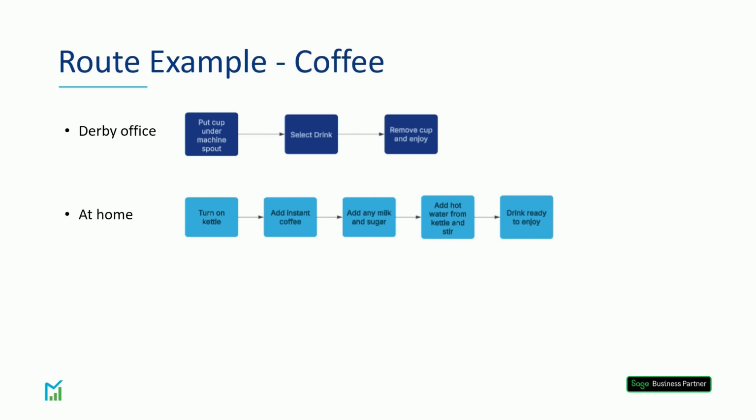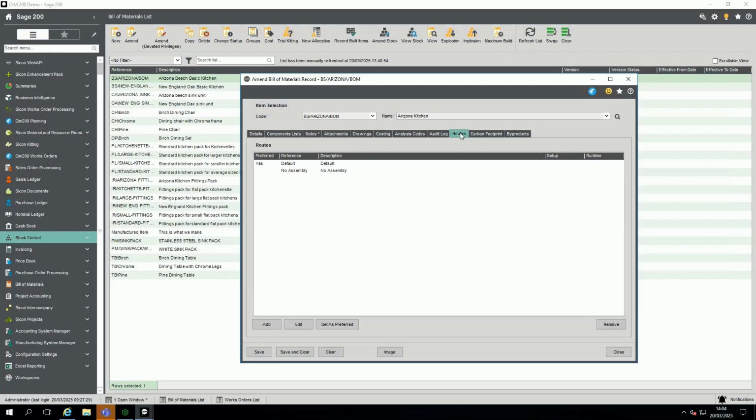This differs to Sycon manufacturing, which only allows one active bill of material at a time. Routes and component lists are added to bills of materials. In this example, the Arizona kitchen can be built in two ways.